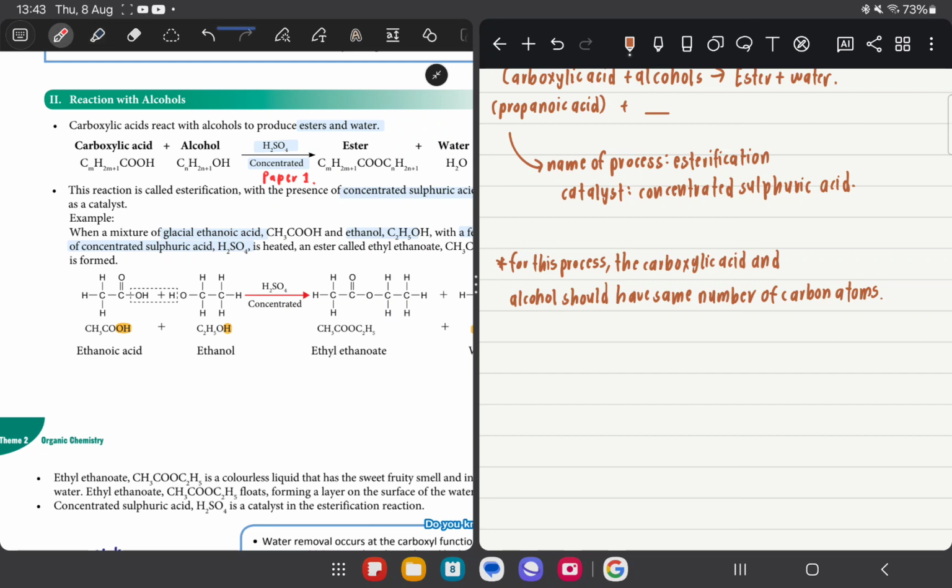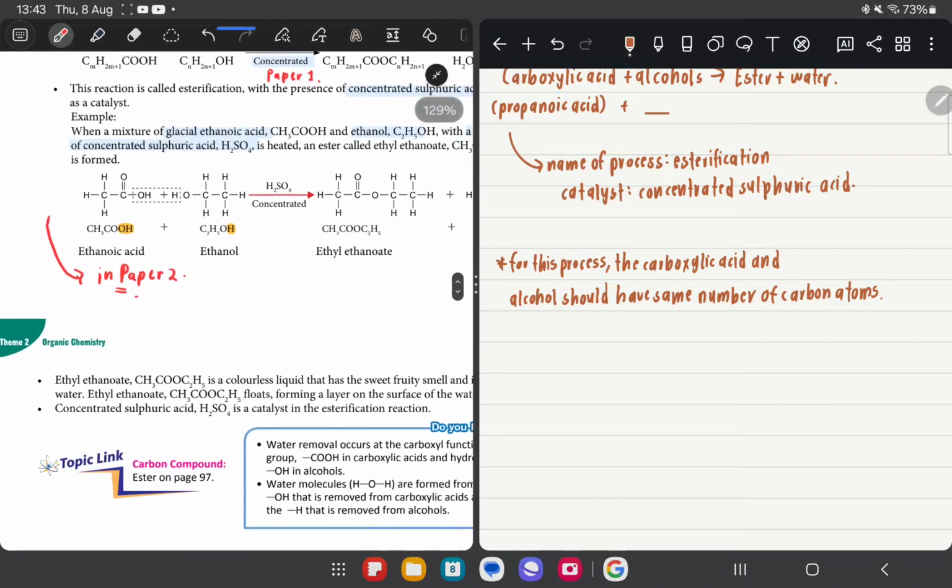So this chemical equation is highly possible to be asked in paper 2. In paper 2 dia boleh tanya. Okay, so pastikan you tahulah. Okay, and then baca kat sini.